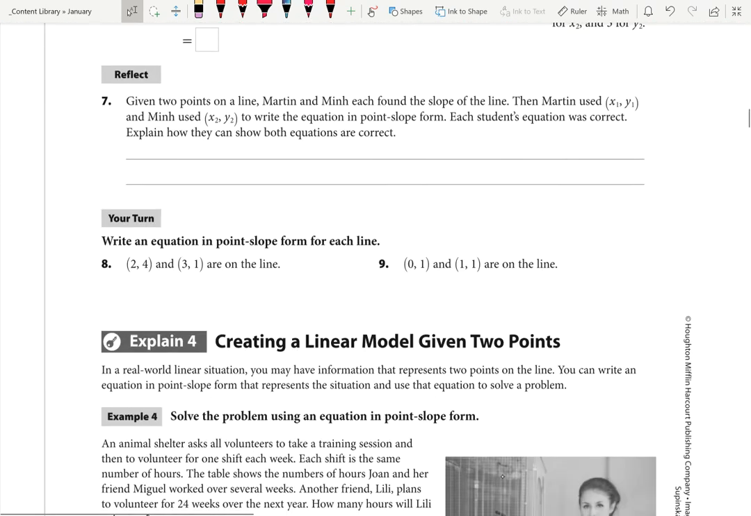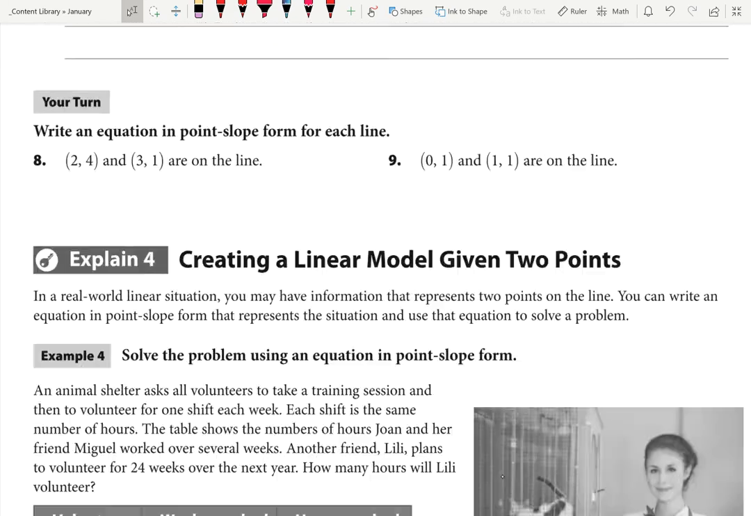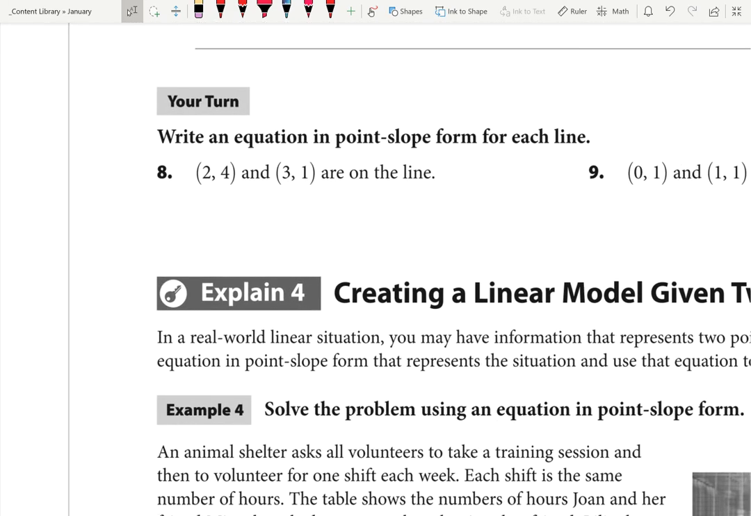Okay. Now, if we look at number 8 and number 9, we're going to try this as well. If you want to pause the screen, if you think you got it from our first example, go ahead and try it yourself. Otherwise, let's watch and let's do it together.